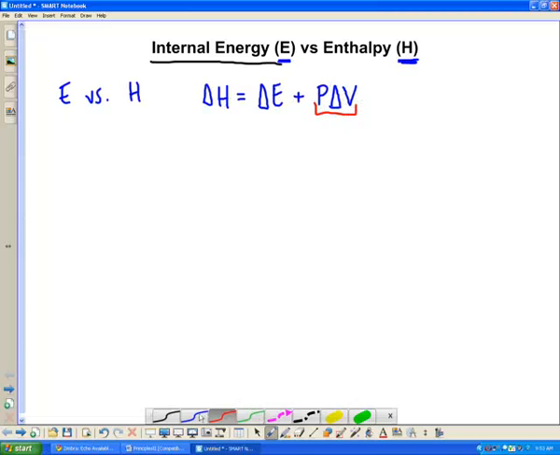Now, one thing that you have seen before is this. You saw that the internal energy change for any reaction is equal to Q, the energy change due to temperature change, heat transfer, and then W, which is work done on or by the system. Now, we're going to come back to this equation in a minute, but when we look at this one, delta H is equal to delta E plus P delta V.